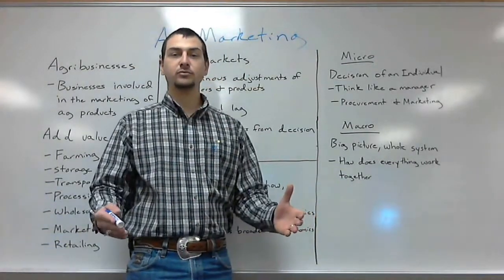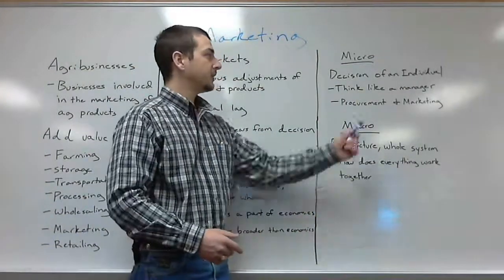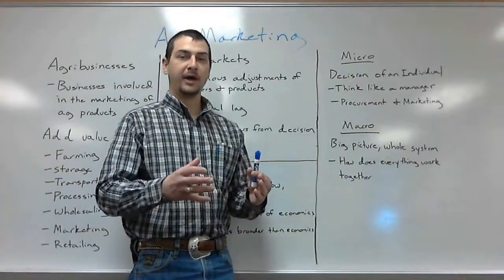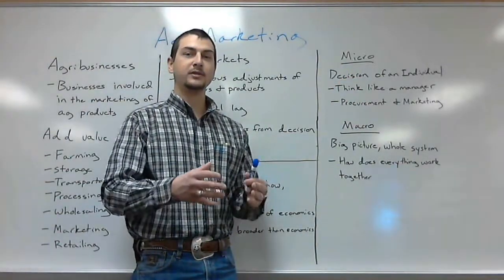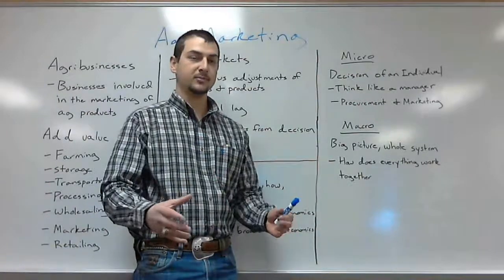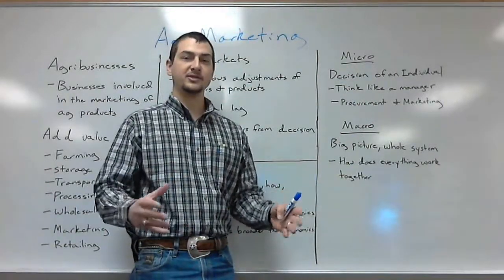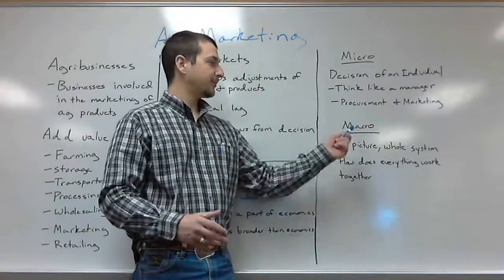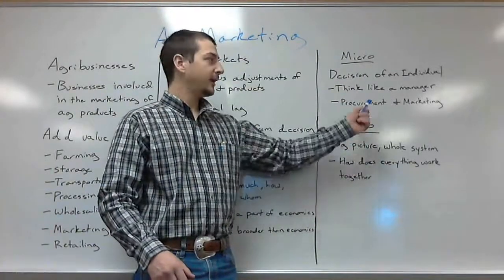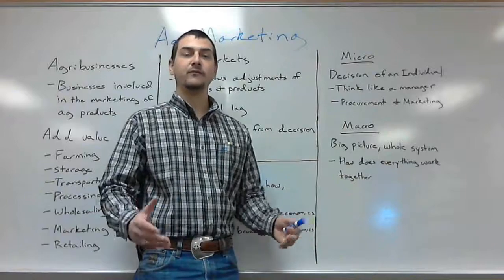So as you go through chapter 1, I want you to think about micro means small. Micro means an individual, a one unit of the whole system. Whereas the macro view means large. It means all-encompassing. So whenever you think about this, think about macro being the big picture and micro being an individual decision.